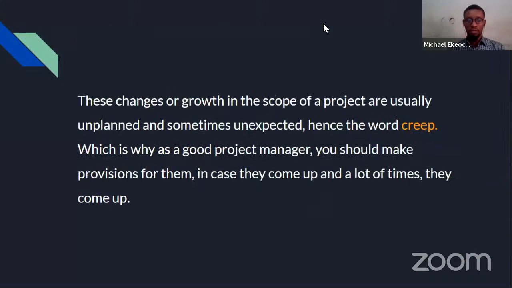So these changes or growth in the scope of a project are usually unplanned and sometimes unexpected, hence the word creep, which is why as a good project manager, you should make provisions for them in case they come up, and a lot of times they do come up.